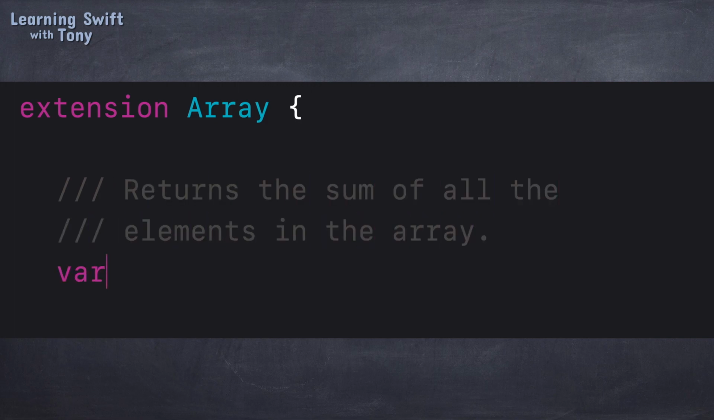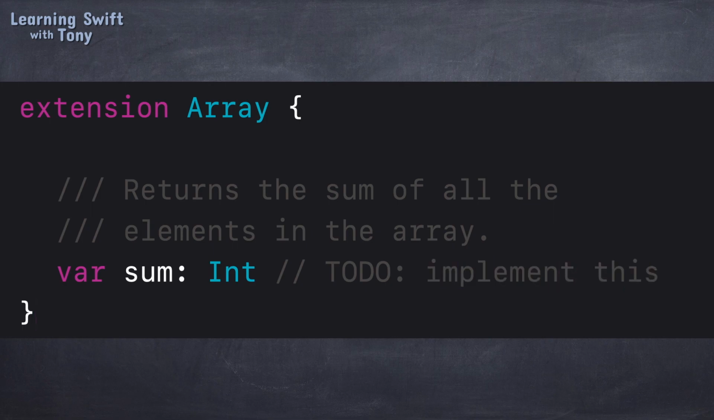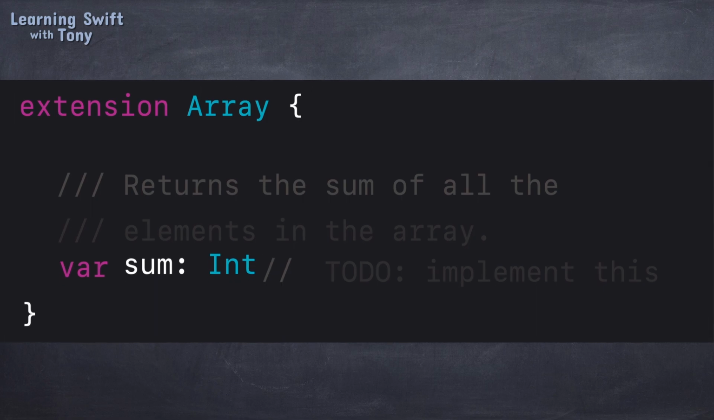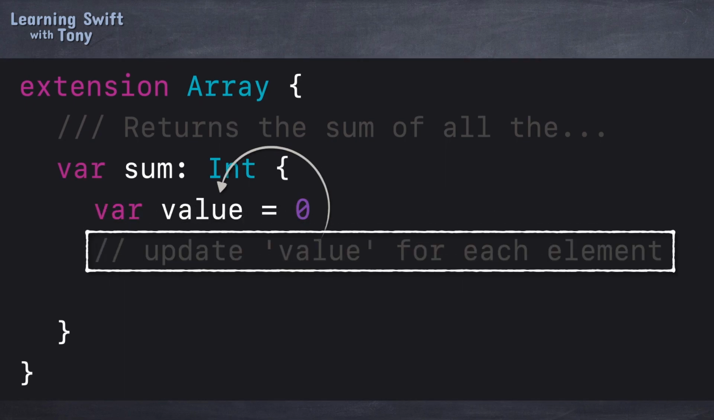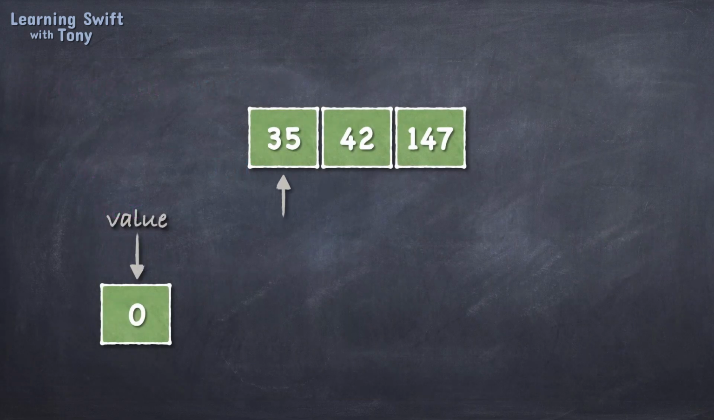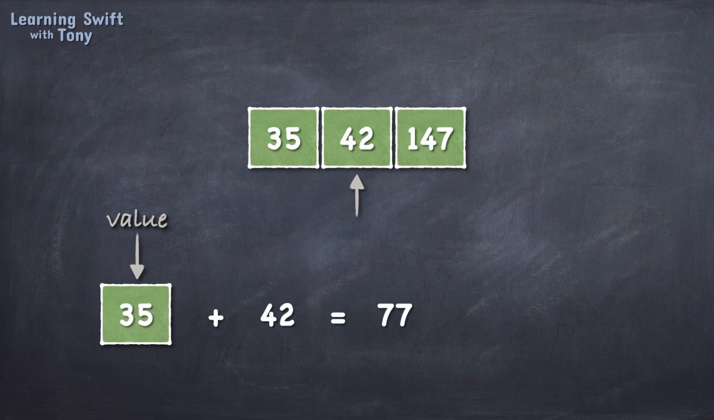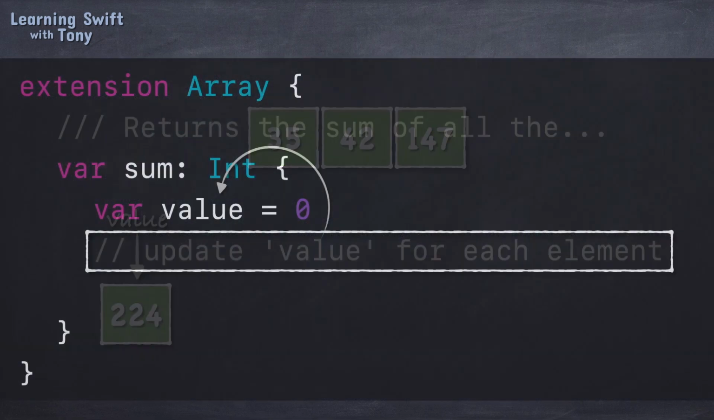Only to those arrays where our new functionality will make sense, like a sum computed property, for example. How would the implementation of such a property look like? We will need to start a cumulative value variable from 0, then update this value multiple times by adding new values from each of the elements in the array. Each time we will add or sum up the new element from the loop iteration. When done with all the elements, we will return the final value.